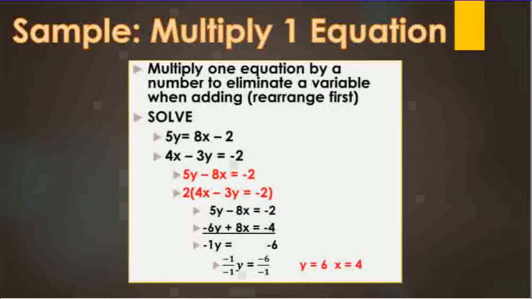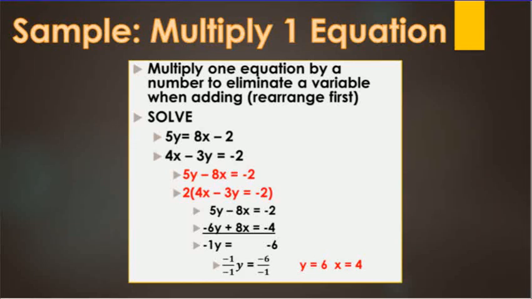Next one, multiplying one equation. So sometimes the variables are not going to be the same, and so we need to multiply one of the expressions or one of the equations by a number so that we get the same variable with opposite signs. Now you can see in this example that we have to rearrange, because you have to make sure that your x and y are on the same side of the equal sign. So there we need to rewrite that.